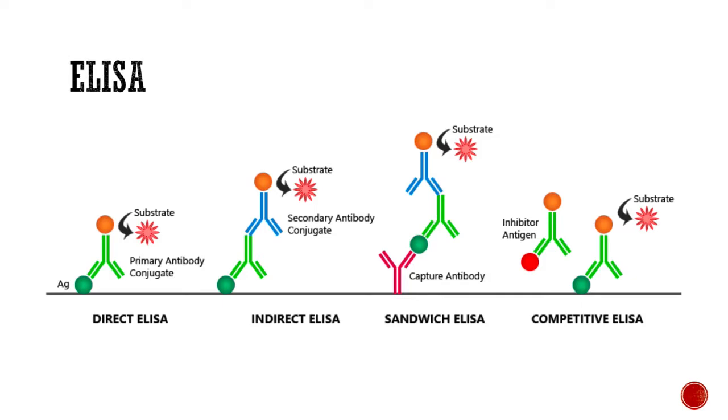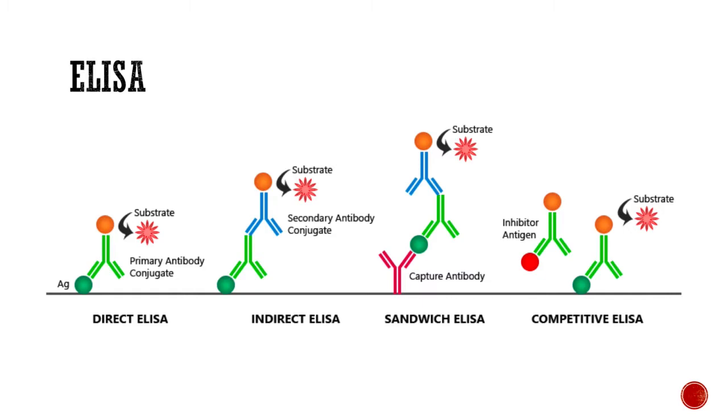First, the primary antibody is conjugated with the antigen, and then you use the enzyme linked antigen and the substrate. There will be competition between the antigen and the enzyme linked antigen, and after adding the substrate it will show some color, because the enzyme linked antigen reacts with the substrate and gives the color. So in direct ELISA we can use this step.